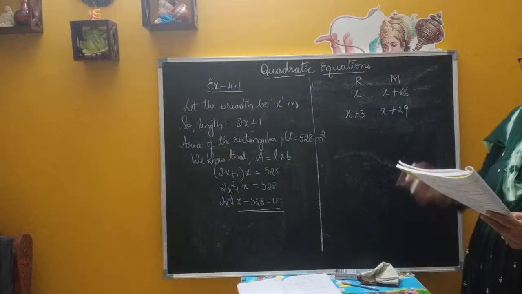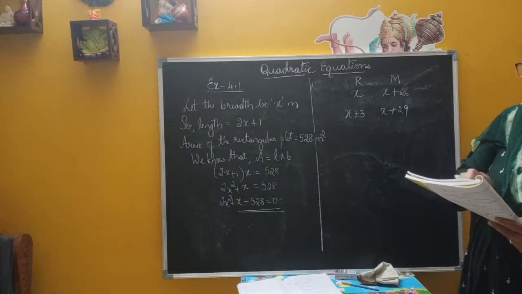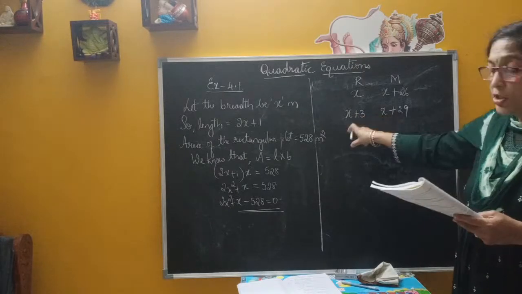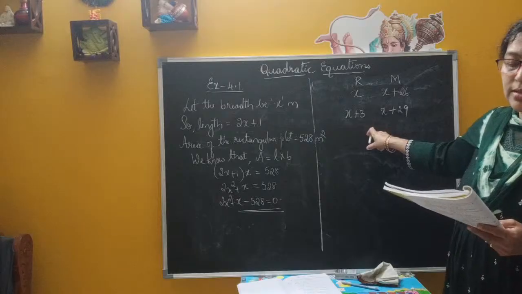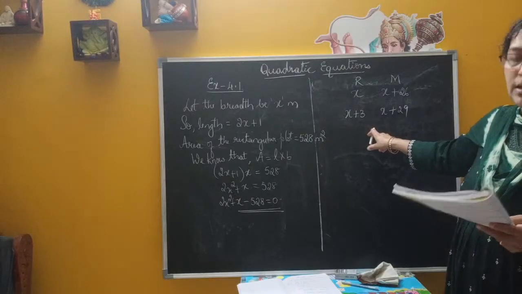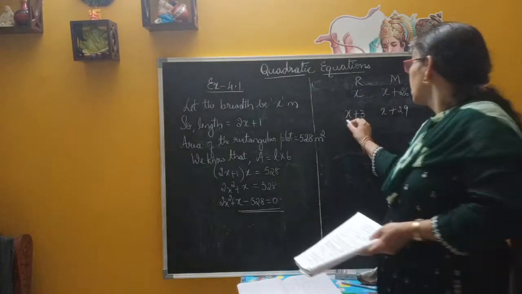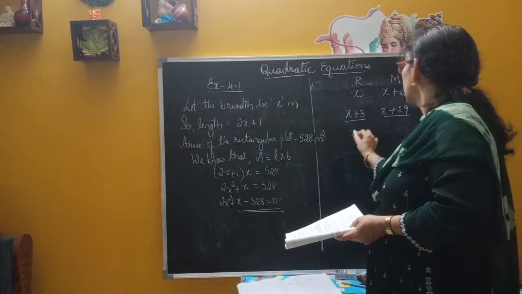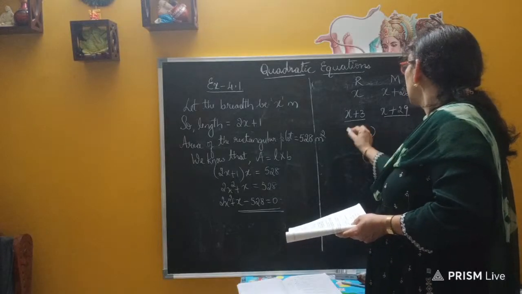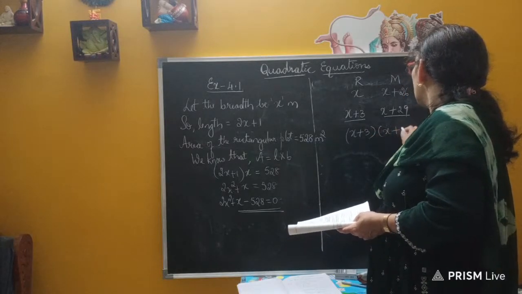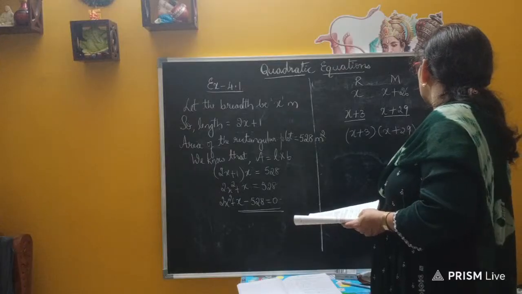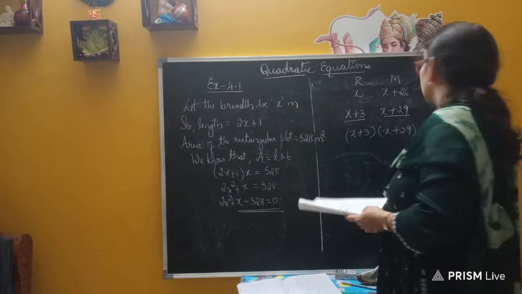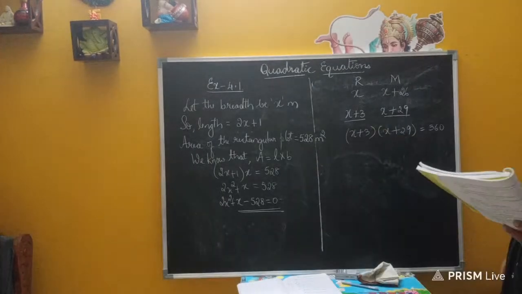Now the statement is that the product of their ages 3 years from now will be 360. So the product of these two, that is x plus 3 into x plus 29, is equal to 360. This product is 360.